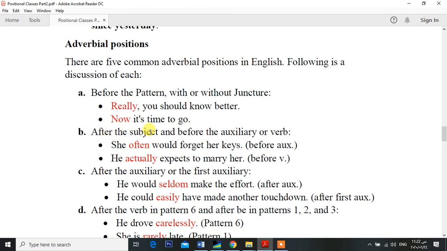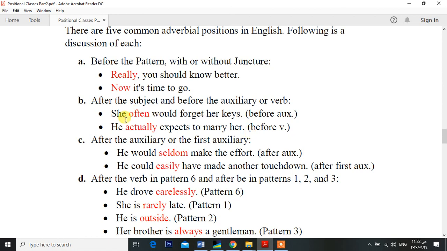B, after the subject and before the auxiliary or verb. She often would forget her keys. The position here is after the subject and before the auxiliary or verb. Would is an auxiliary and often comes before the auxiliary. He actually expects to marry her, before the verb. It comes after the subject and before the verb, which is expects.